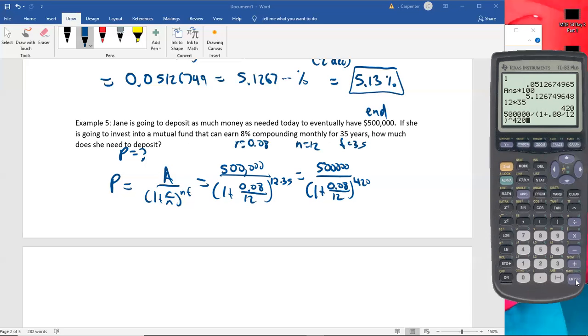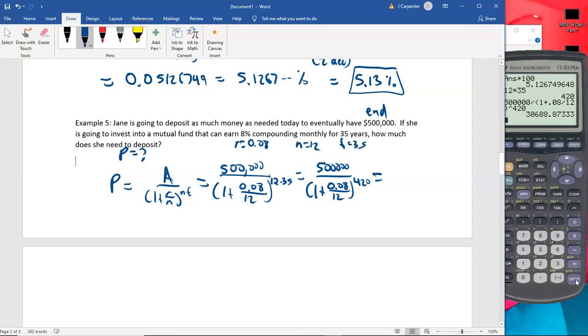Drum roll, 5-digit number, $30,688.87. That's how much we would need to deposit now in order to have $500,000 35 years later if we manage to get an account that constantly returns 8% interest.